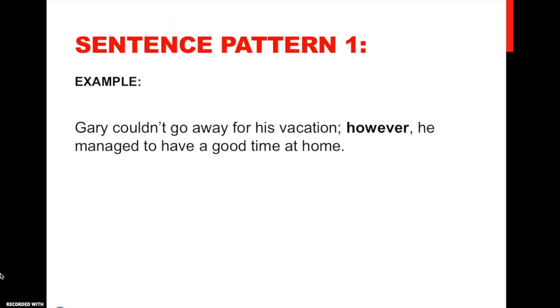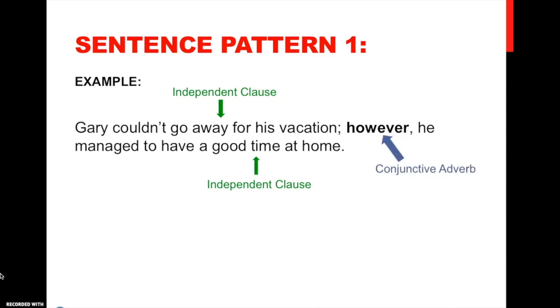Here's what sentence pattern 1 looks like if you add a conjunctive adverb. Gary couldn't go away for his vacation; however, he managed to have a good time at home. Notice that both clauses are still independent clauses. Also notice that the conjunctive adverb, however, comes right after the semicolon to start the second independent clause.